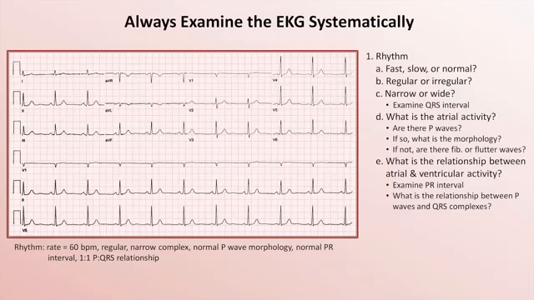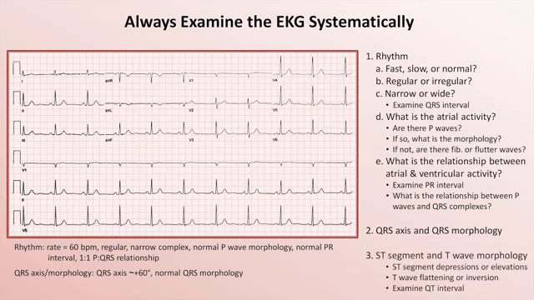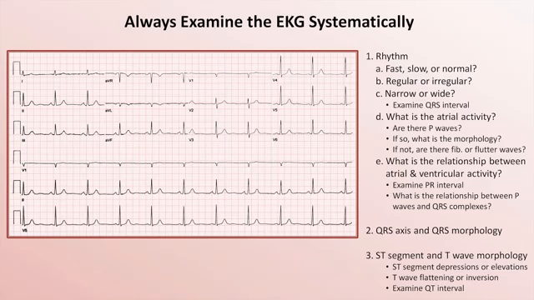The next step in this systematic method is examination of the QRS axis and morphology. The axis is about positive 60 here, and the morphology is normal. The final step is examination of the ST segment and T-wave morphology, which also includes assessment of the QT interval. All of those are normal. So if one were not to just summarize these findings, but also synthesize them into a unified impression of the EKG, one would say that it was a normal study.